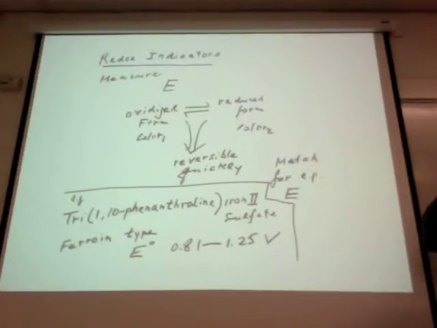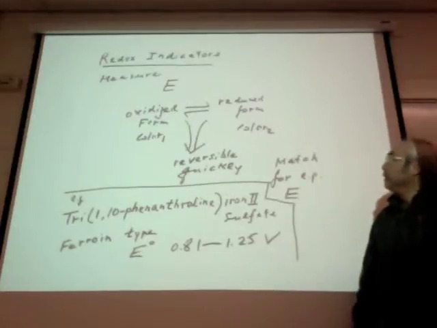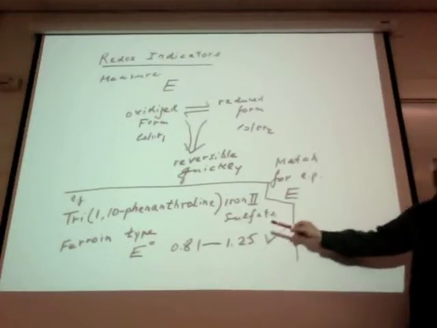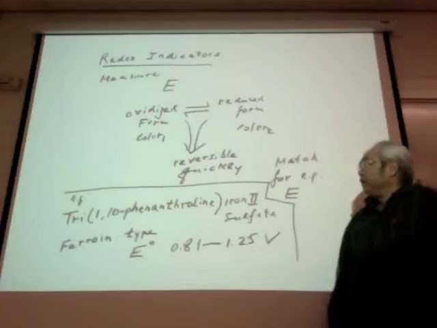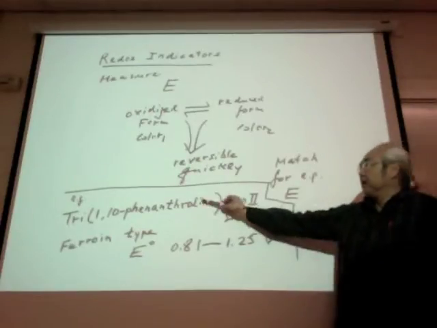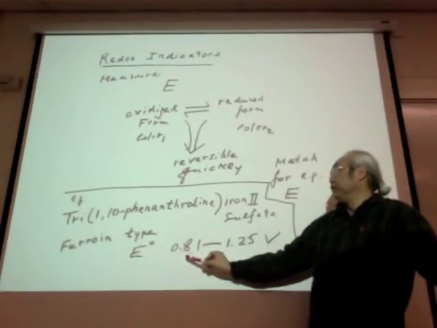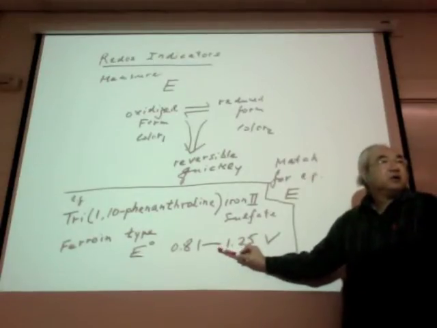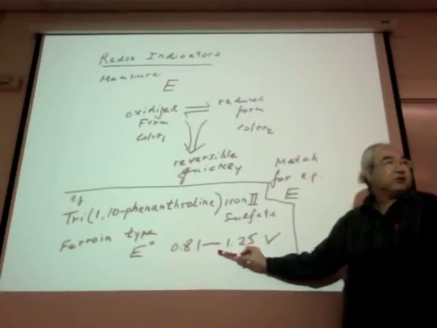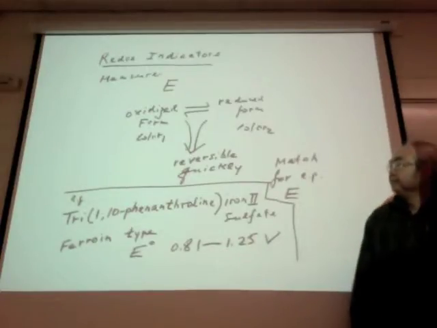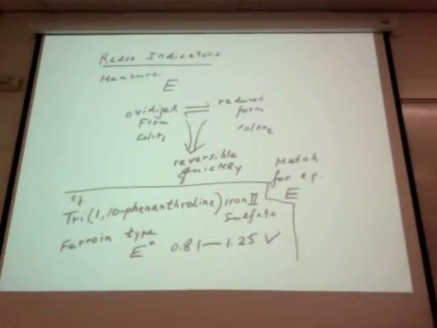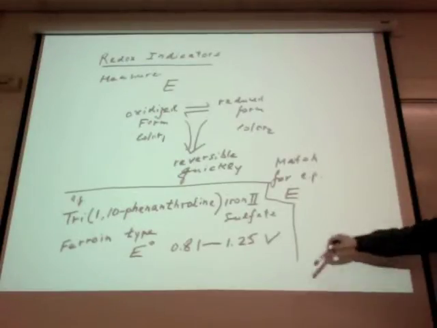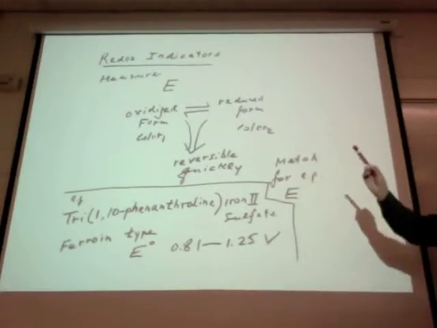Okay, so there are not that many good indicators, and these are the two important types because they have potentials within this range, and this range is very common in redox titration. Okay, so it must be quickly reversible.